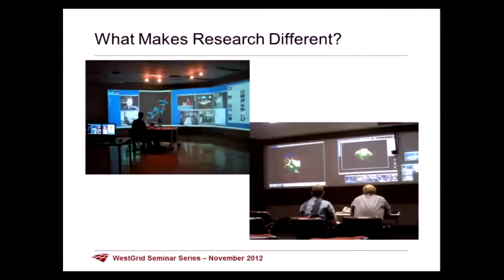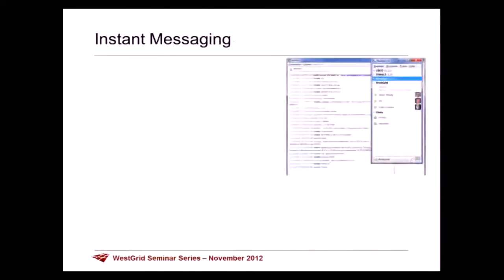So let's have a closer look at some of the advanced collaboration technologies that are available to WestGrid researchers. The first technology I'll talk about is not one that's too advanced, but it serves an important role. It's instant messaging. As mentioned, it's not necessarily considered advanced, but many times the goal is to facilitate quick, effective communication among multiple people. And instant messaging fulfills that role.